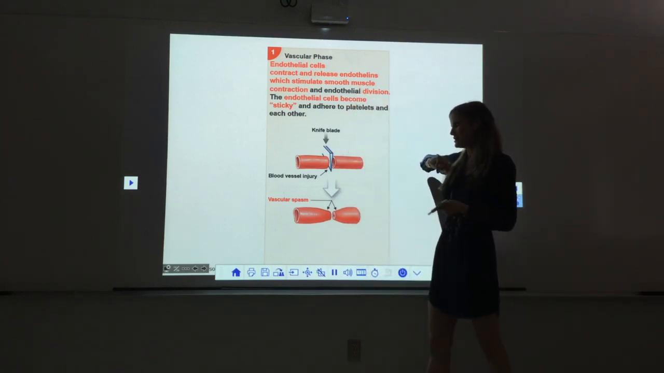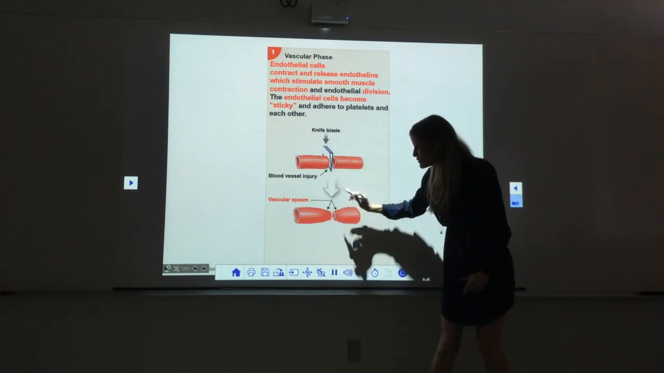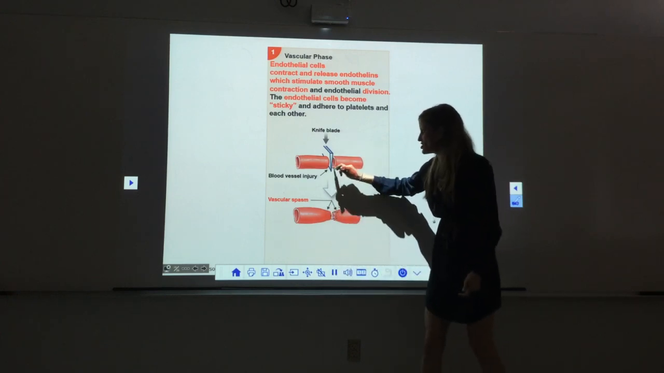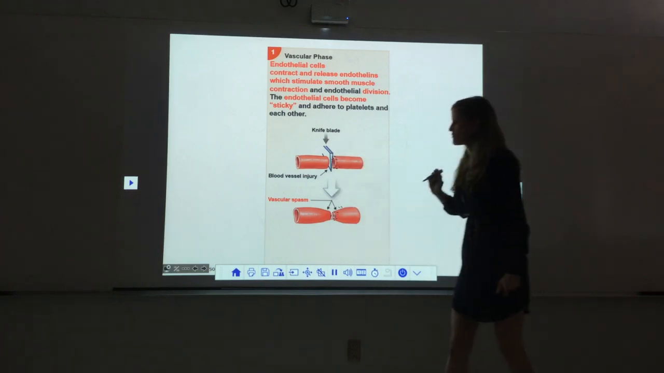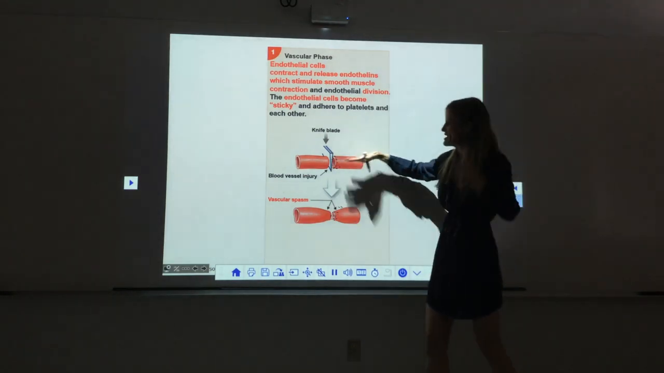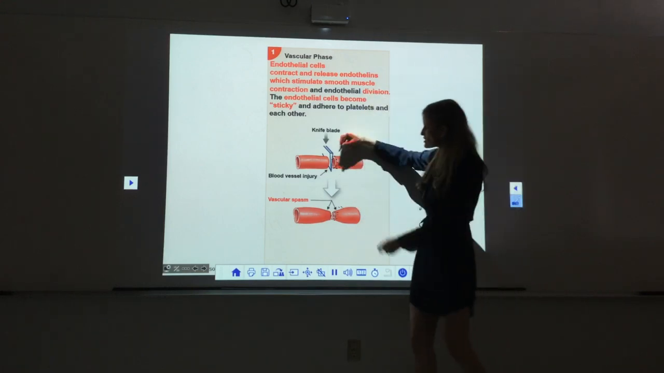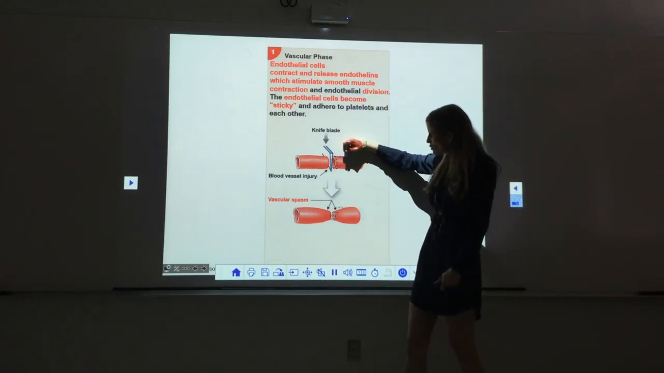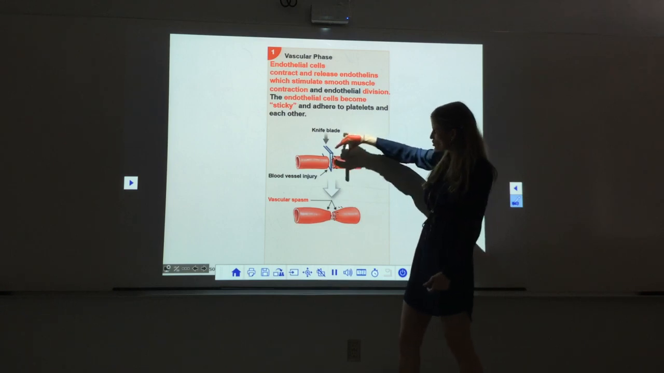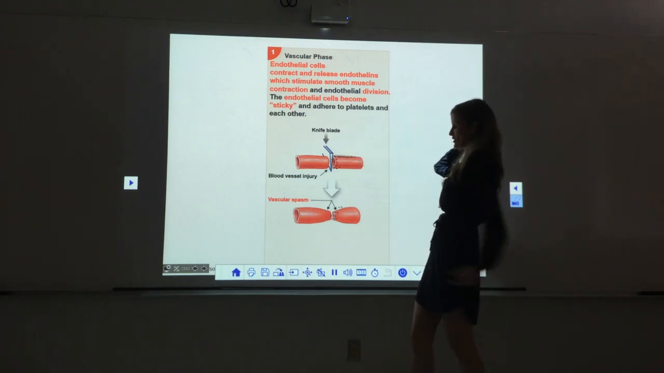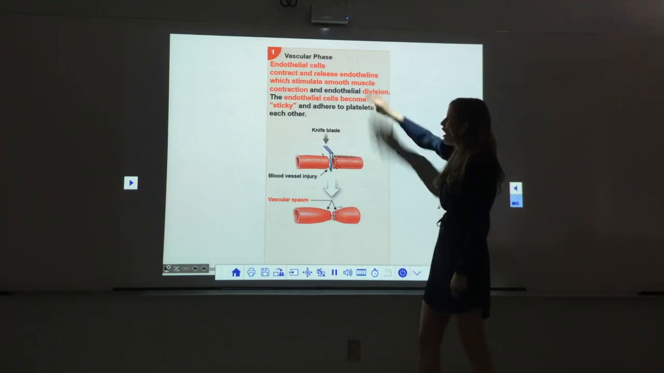The first one's the vascular phase. Again, the vascular phase is starting because of stuff out of the blood, out here in the blood vessel wall or out here in the damaged tissue. And really, we're looking at things that happen in the vessel. First off, our endothelial cells that line the vessel will contract or shrink, and that's going to expose the basement membrane that lies underneath them. Again, that's important later. It's a good attachment point for later.